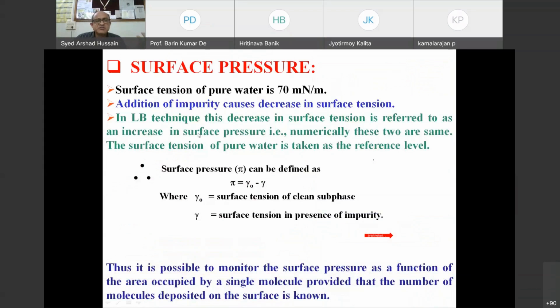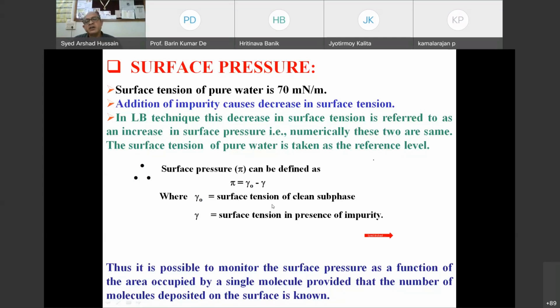So in LB systems, there is a term we call surface pressure. Normally, the surface tension of pure water is of the order of 70 to 72 millinewton per meter. When we add impurity on the surface, the surface tension decreases. In an LB system, we put the material in the form of a solution on the surface, so the surface tension decreases. We measure the surface tension for the clean surface before putting the solution, and then after putting the solution, and we take the difference of these two, and this is known as the surface pressure.